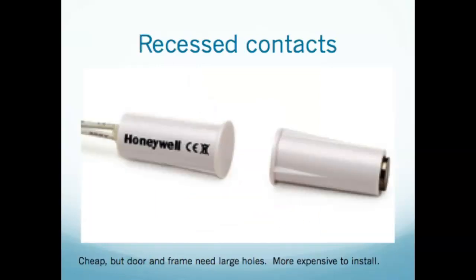So reed switches also come in something called a recessed contact. And this protects the contacts themselves from damage because they're actually recessed into the door and into the door frame. Now you need to drill the door, and I'll show you a picture of that in a sec, and the frame, and that's about a 1-inch hole. So they're more expensive to install because you're actually altering the door itself, and you're not normally going to put these in a metal door. You're going to put them into a wooden door.